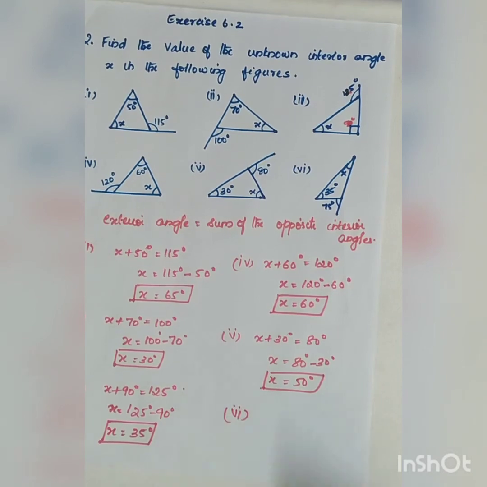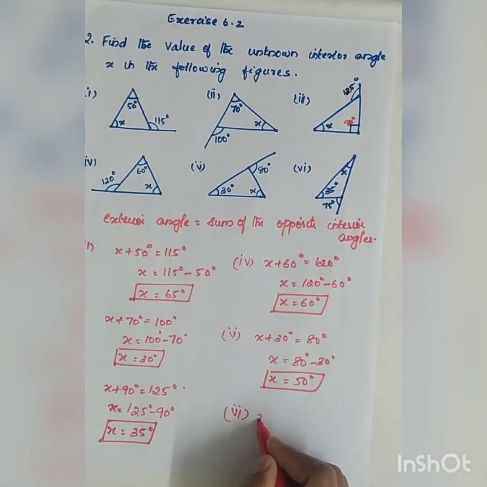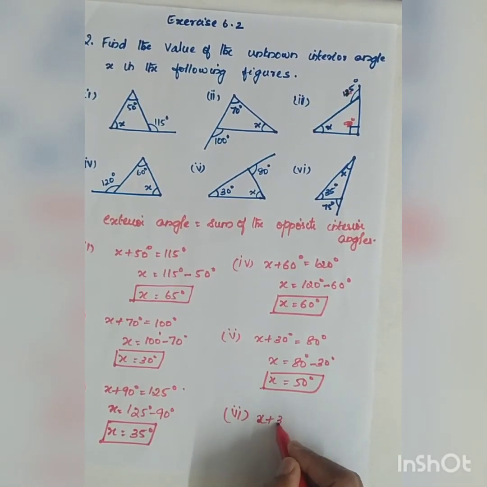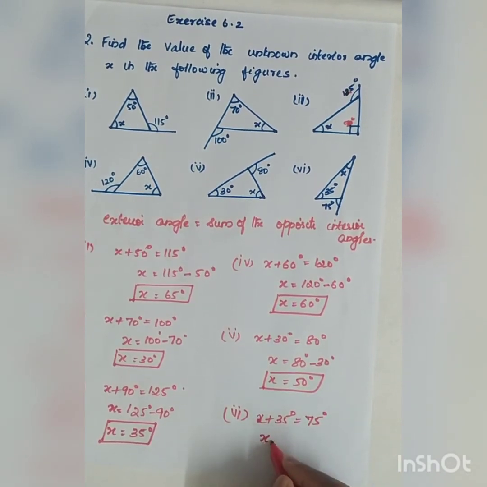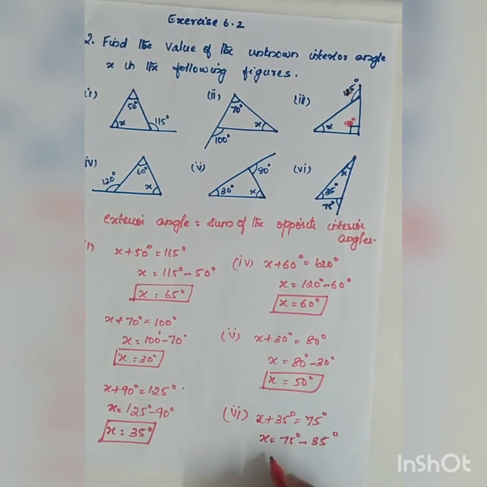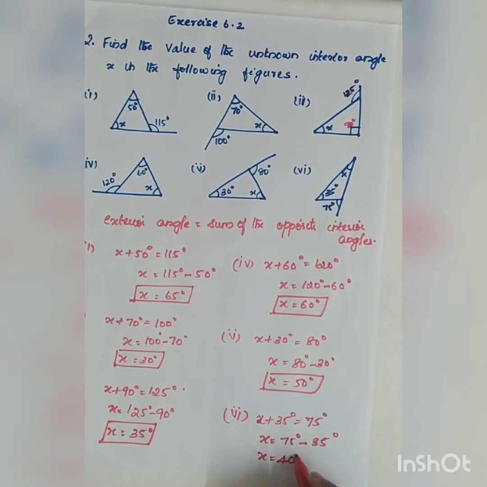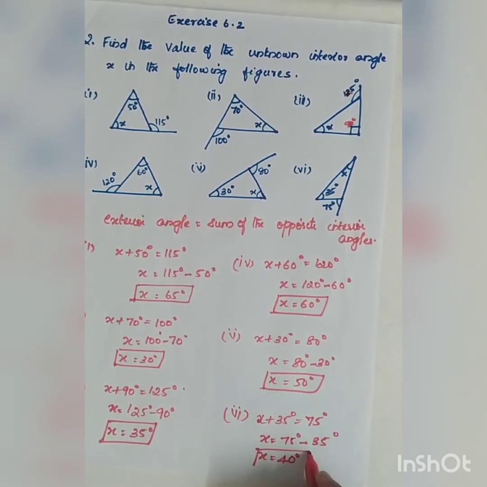So sixth one, we have the exterior angle as 75 degrees, and interior angles as x and 35 degrees. So similarly x plus 35 degrees is equal to 75 degrees. Therefore what will be x? x is equal to 75 degrees minus 35 degrees. So we get x is equal to 40 degrees.